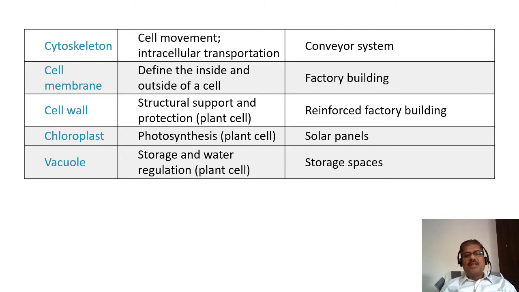Cell wall, structural support and protection in plant cells, is the reinforced factory building. Chloroplast, photosynthesis in plant cells, they act as the solar panels. Vacuole, storage and water regulation in plant cells, here they act as storage spaces.